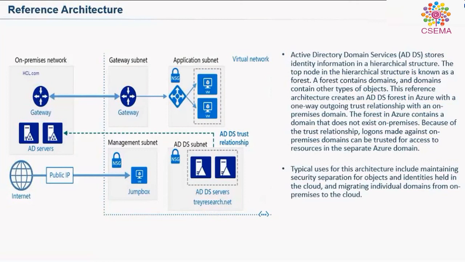Because of the trust relationship, logons are made. On-premise domains can be trusted for access to resources in the separate Azure domain. So typical uses of this architecture include maintaining security separations, like I mentioned, security separation for objects held in the cloud, and migrating individual domains from on-premise to cloud.